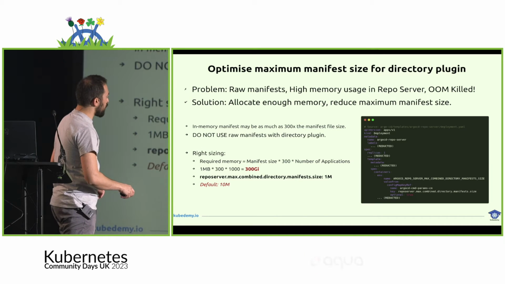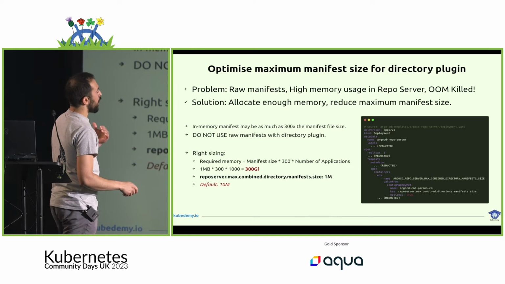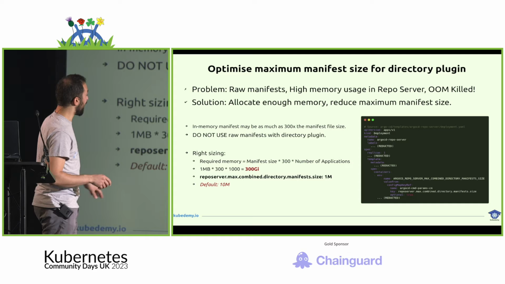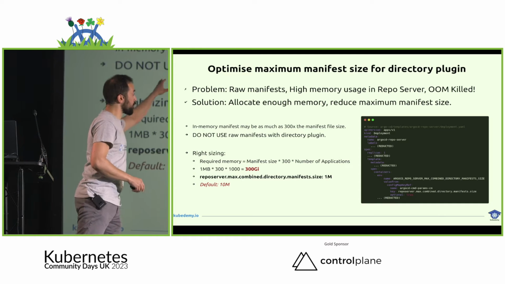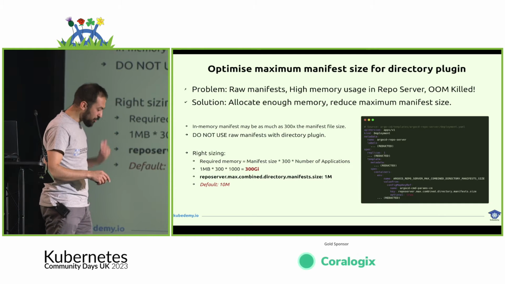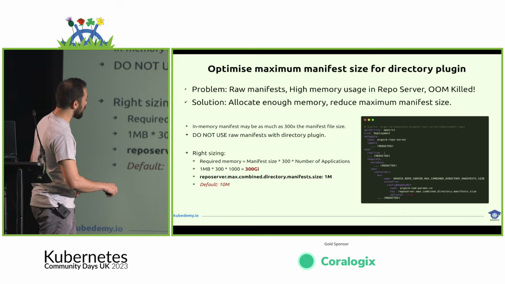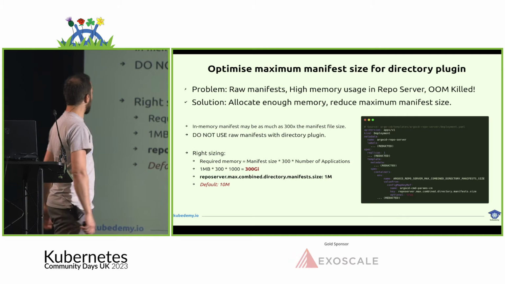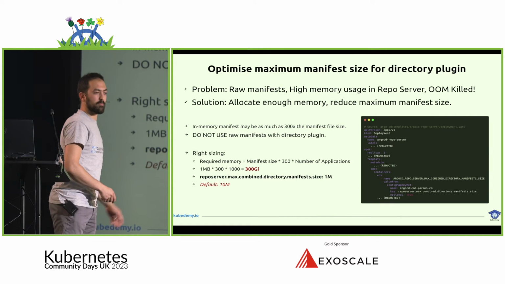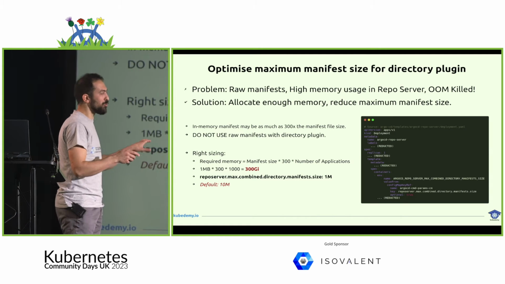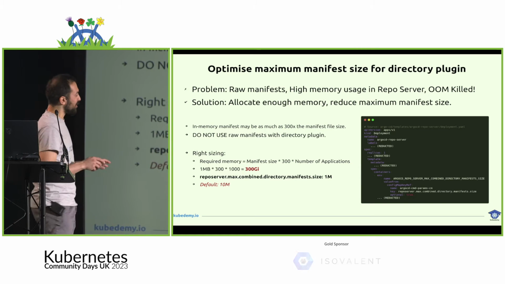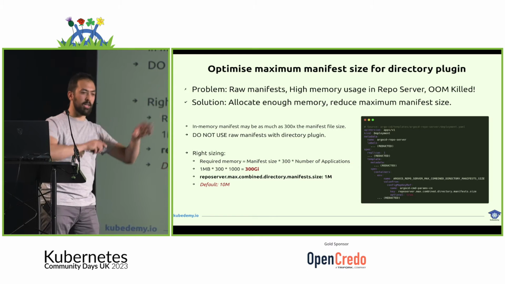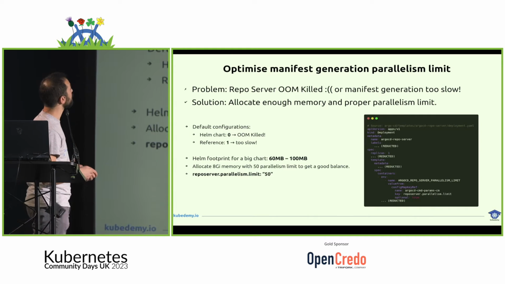Change the maximum size. For example, if you want to deploy and you're crazy about deploying raw manifests, and you have 1,000 applications, you need 300 gigabytes of memory in theory for just a repo server. So you must not do anything with raw manifests. Just go for Helm, Kustomize, and other solutions.